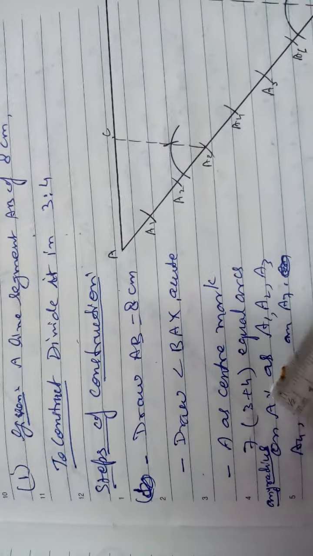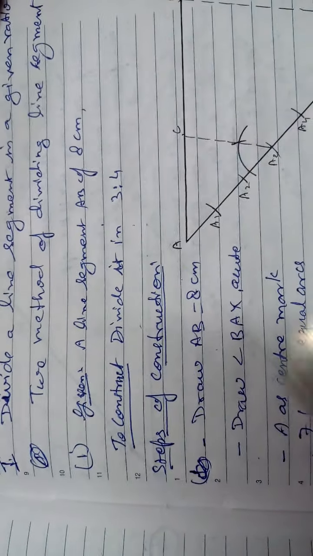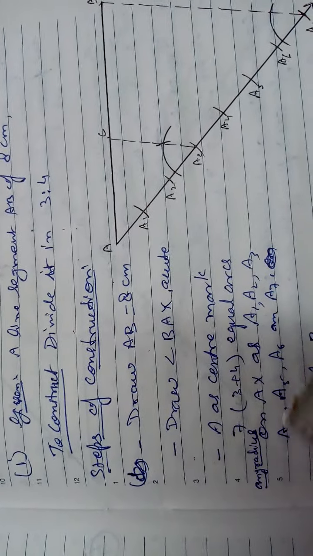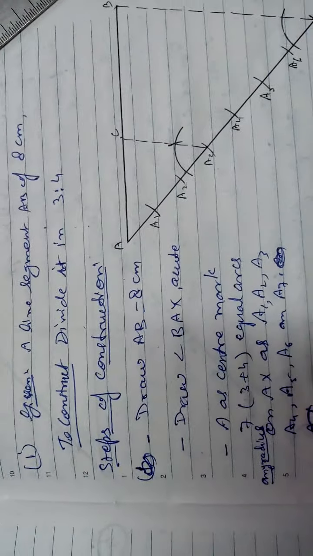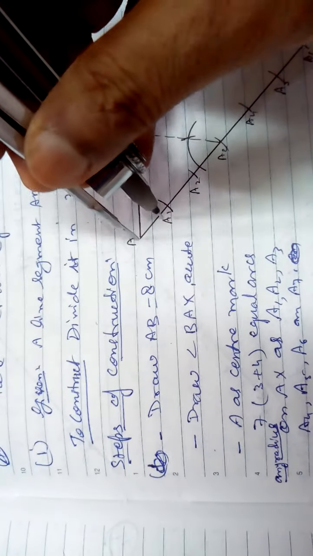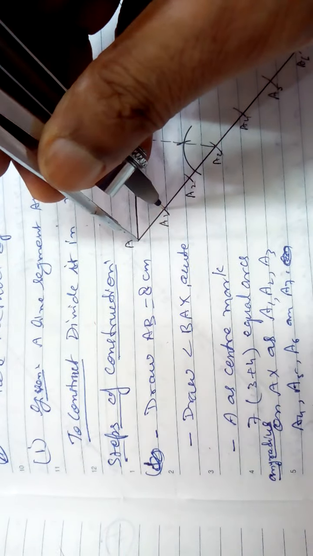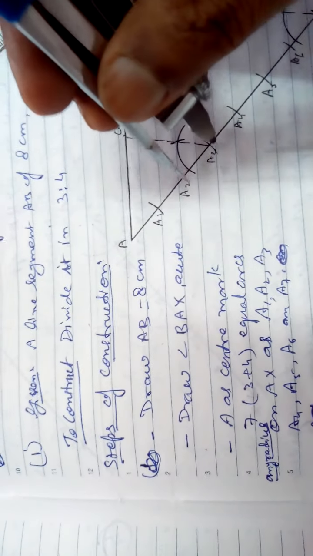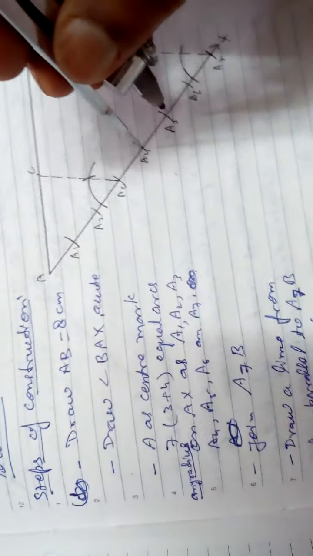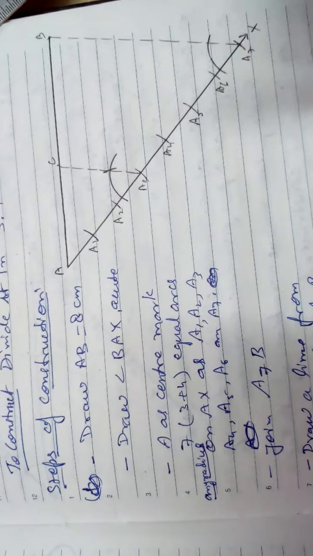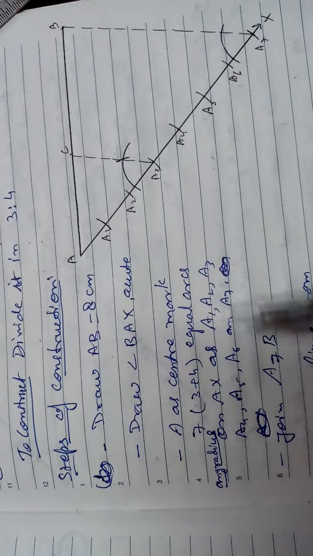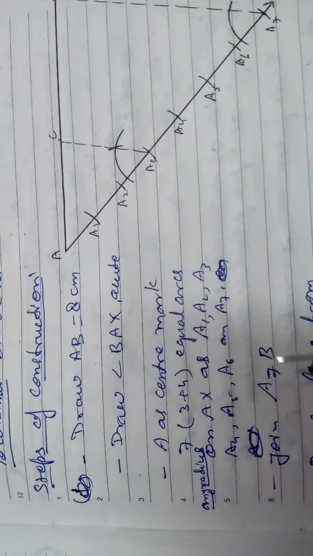With A as the center, mark 7 arcs, since the ratio is 3:4. What is it? Divide it in 3:4 means 3 plus 4, that is 7 equal arcs, of any radius, on AX. What is the next step? How will you mark the arc? First of all, you take the compass, put it here and take this. One radius I have taken, one mark, 2, 3, 4, 5, 6, 7. 7 arcs, and write them as A1, A2, A3, A4, A5, A6 and A7.